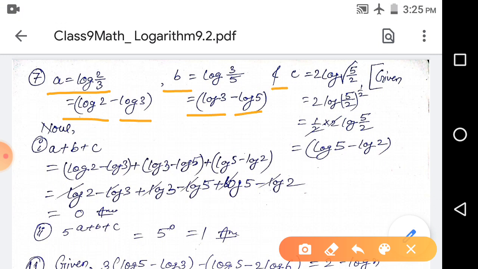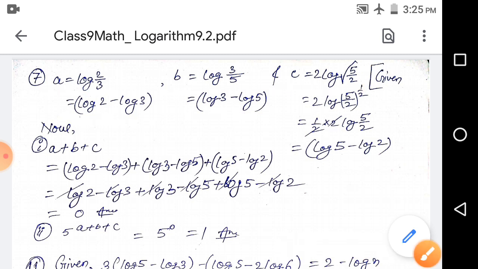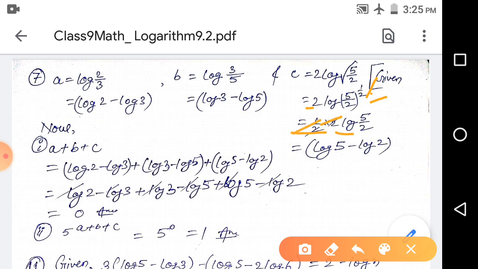For this c we have log of the square root of 5 by 2. The square root of 5 by 2 means 5 by 2 to the power 1 by 2, so this power can be taken outside as a multiple. The 2s cancel, so this becomes log 5 by 2, and log 5 by 2 is log 5 minus log 2.